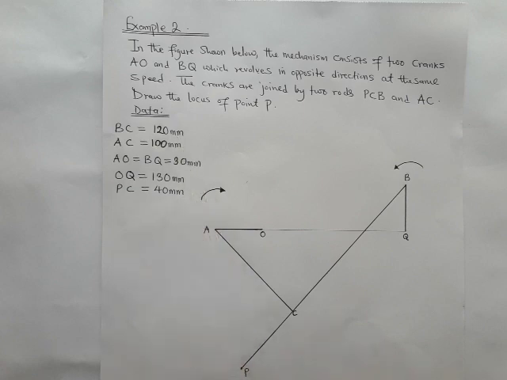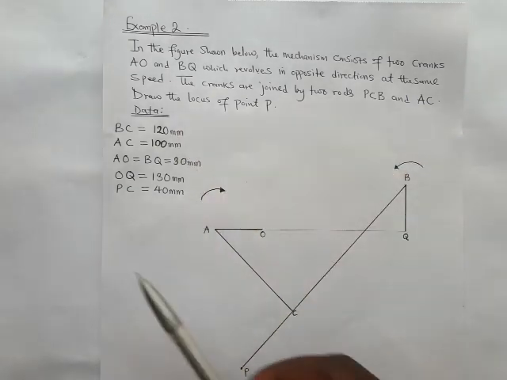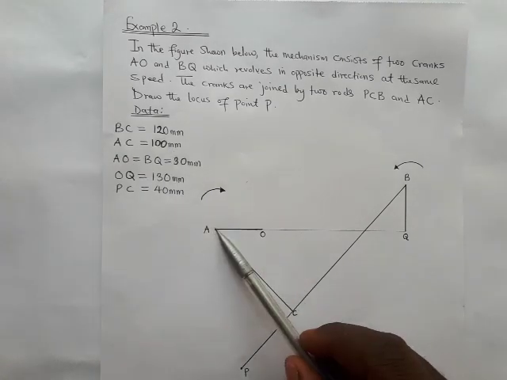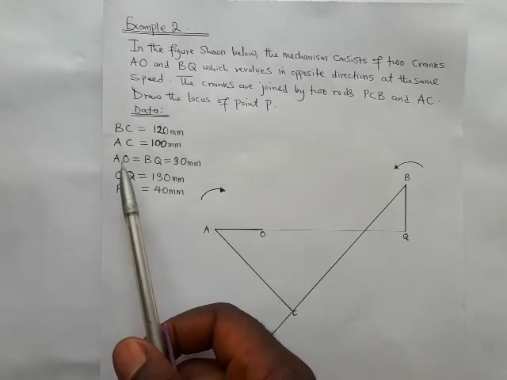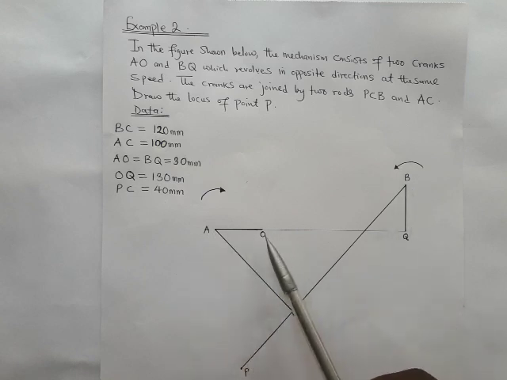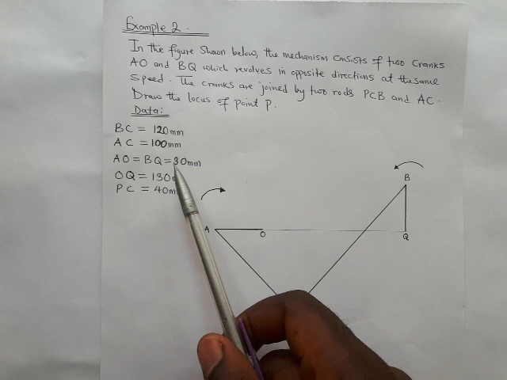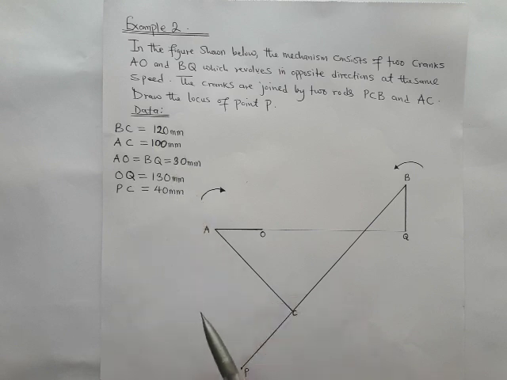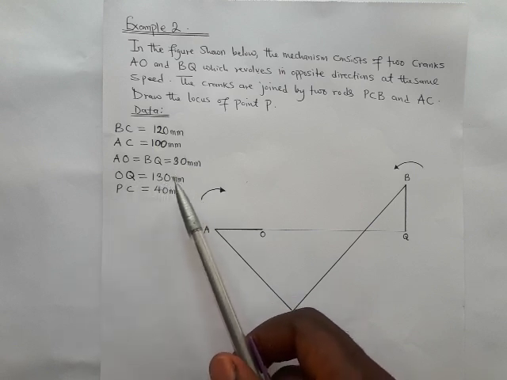BC is 120 mm, that is BC from B to C is 120 mm, that's 12 centimeters. AC is 100 mm. AO is equal to BQ, so this is AO, the crank. Both cranks are equal, so AO is equal to BQ and is equal to 30 mm. Then OQ is equal to 130 mm.